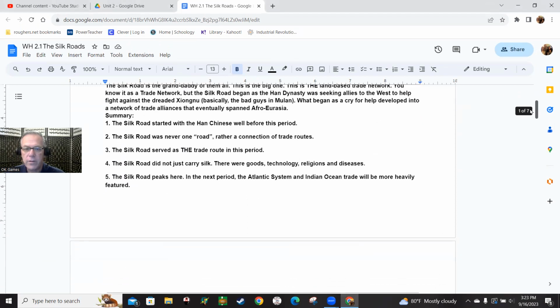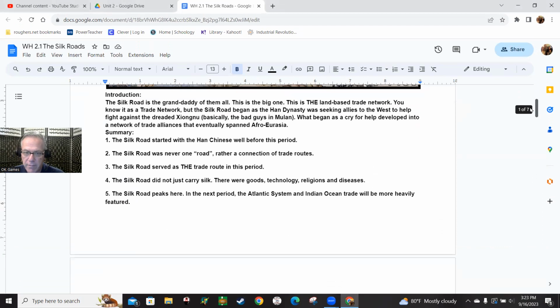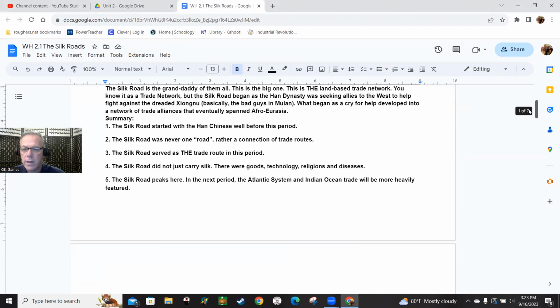And the Silk Road is the big one. It's a very lucrative trade route named after the product that it's famous for. It's going to help the Han Dynasty seeking allies in the West to help them fight against enemies, but also to build up their wealth. And it becomes a tremendous trade route.